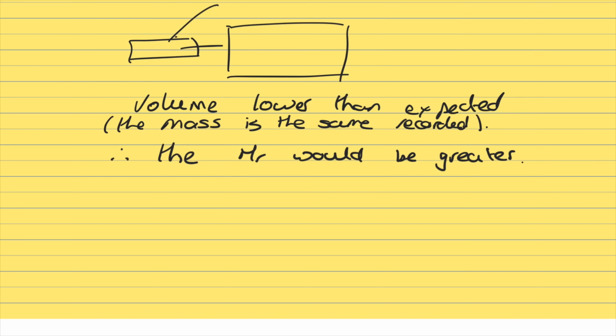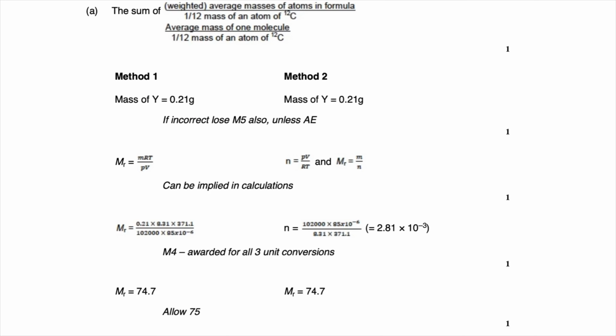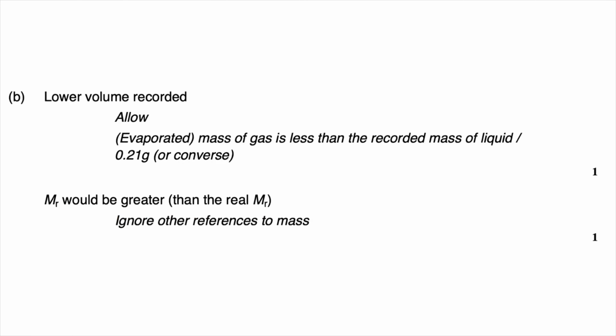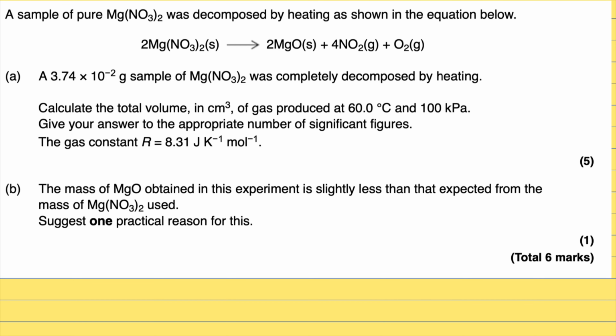Okay, let's have a look at the mark scheme. So we've got 74.7 as the answer. The two definitions are there, either of which are fine, and the lower volume would be recorded, therefore the MR would be greater. Okay, next question.